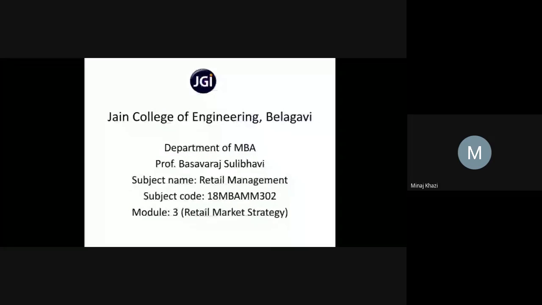Okay, dear students, welcome to your module 3 of retail management class. Module 3 is a little bigger one, and many different concepts are included in it. Each concept has to be dealt with clearly. Before that, we have retail market strategy, an initial concept which includes almost all the things we are going to deal with in module 3. So this will be an introductory class to you regarding module 3.